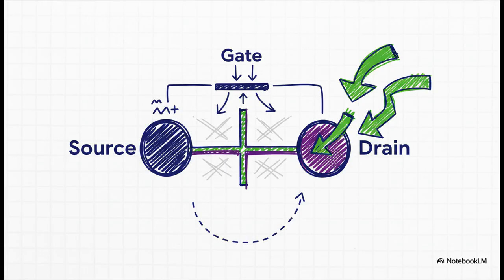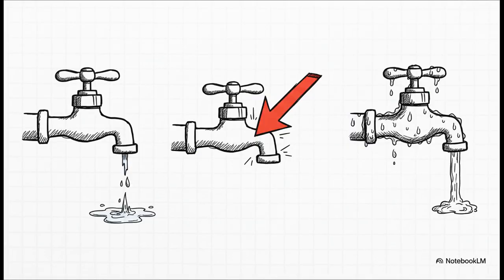The problem has a name: short channel effects. Basically, when the distance between the source and the drain, that channel we talked about, gets just ridiculously short, the transistor stops acting like a nice clean switch. The drain, with its own powerful electrical pull, starts to interfere and basically overpower what the gate is trying to do.